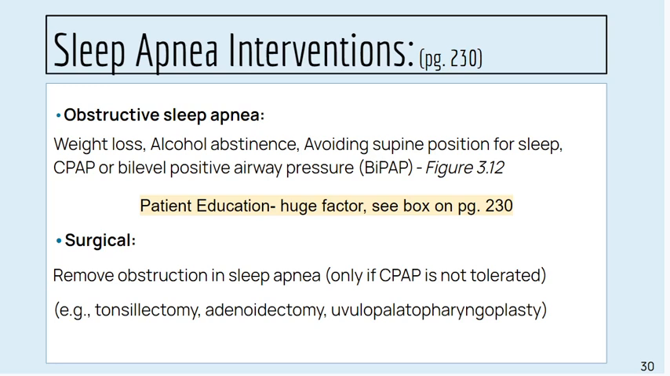Some other suggestions just to improve our risk for sleep apnea do include weight loss, alcohol abstinence, avoiding supine position for sleeping. So I don't know if you guys learned the word supine in your medical terminology, but I always think of the word soup. And how do we eat a bowl of soup? We eat it facing up, obviously. So that's how I always think of a supine person.